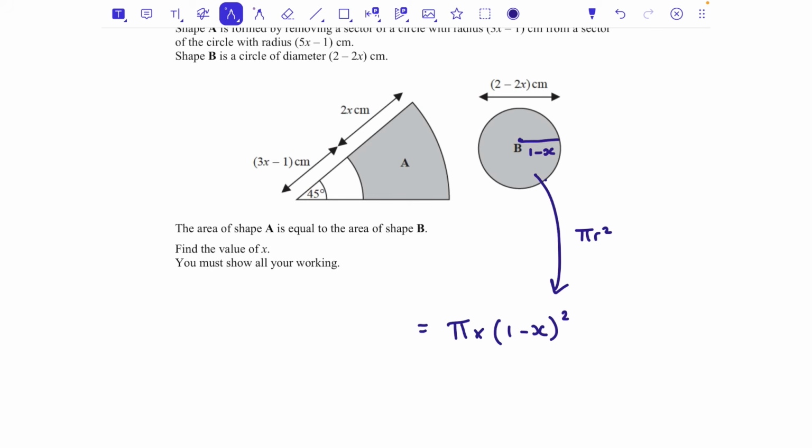Now let's do the area of A. Now, 45 degrees out of 360 is an eighth.